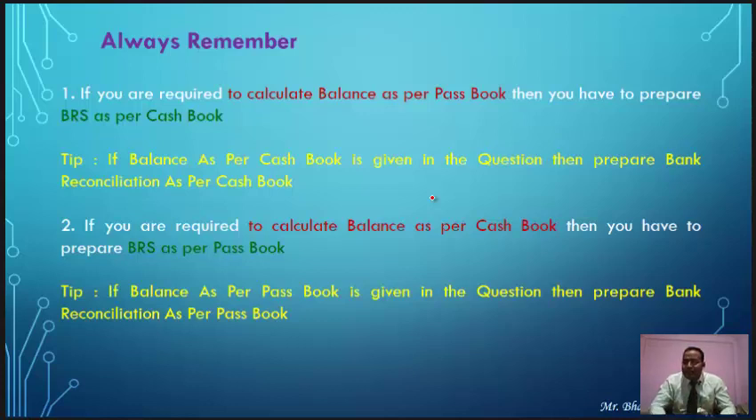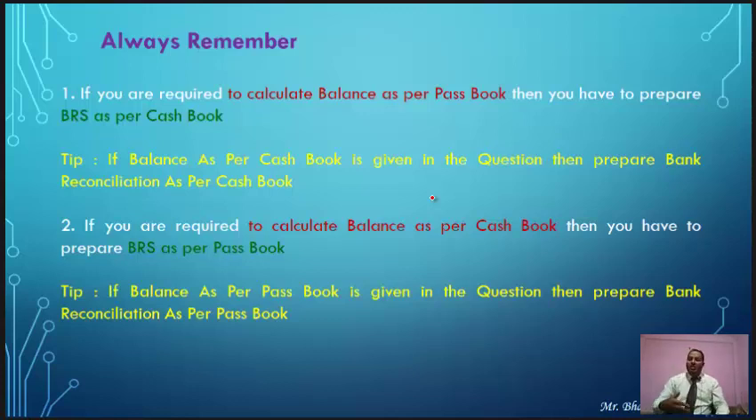Again, the same language I am using. If nothing is entering into your mind, if you are still confused about when to prepare the bank reconciliation statement as per cash book and when as per passbook, nothing to do, just read the question properly. If cash book balance is given in the question, prepare the bank reconciliation statement as per cash book. If passbook balance is given in the question, then prepare it as per passbook. This is simple to everyone.